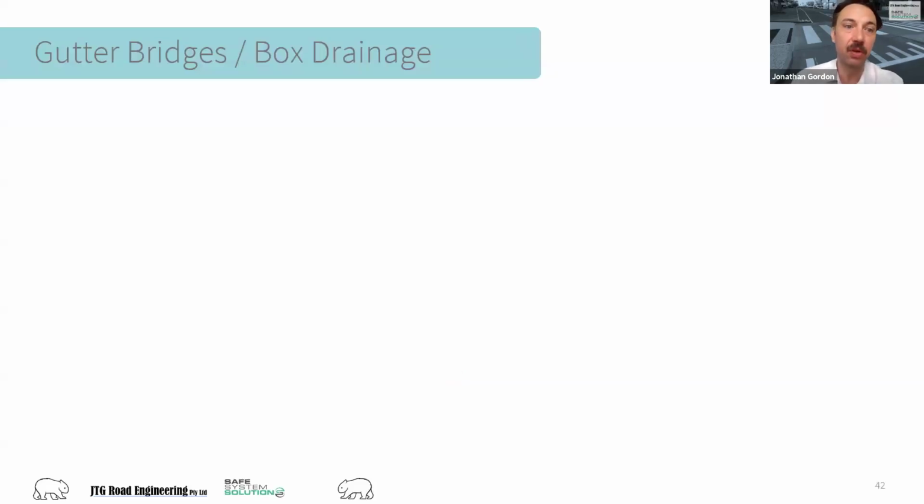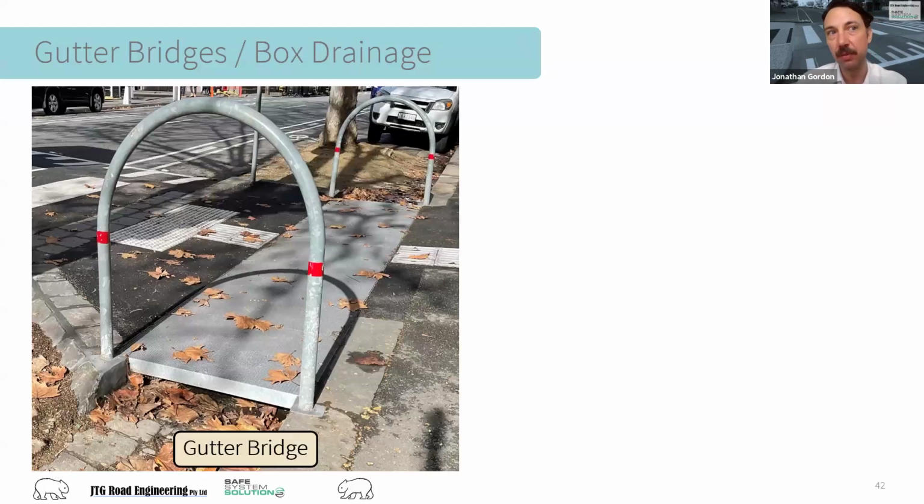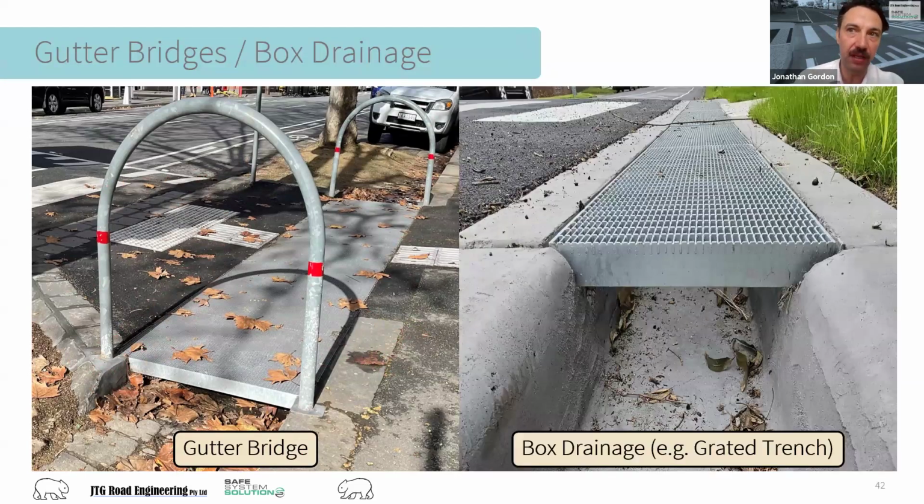So let's just jump in and talk about the types. So here's what I mean when I say gutter bridge. It's typically from an existing curb to potentially a newly constructed piece of curb in an outstand or something. And this is bridging the gutter area. Then we've also got our box drainage. So it's a graded trench in this example. That's very, very common in these sorts of treatments.